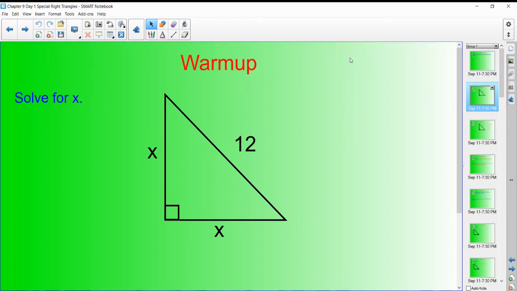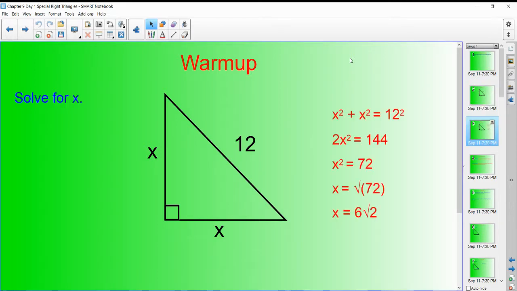Okay, so maybe you remembered that with right triangles, we can use the Pythagorean theorem. So a squared plus b squared equals c squared: x squared plus x squared equals 12 squared. We can combine like terms, divide, and then take the square root. We can simplify a square root, which we learned many chapters ago. Now this number is going to be really important: both these sides are 6 times the square root of 2.